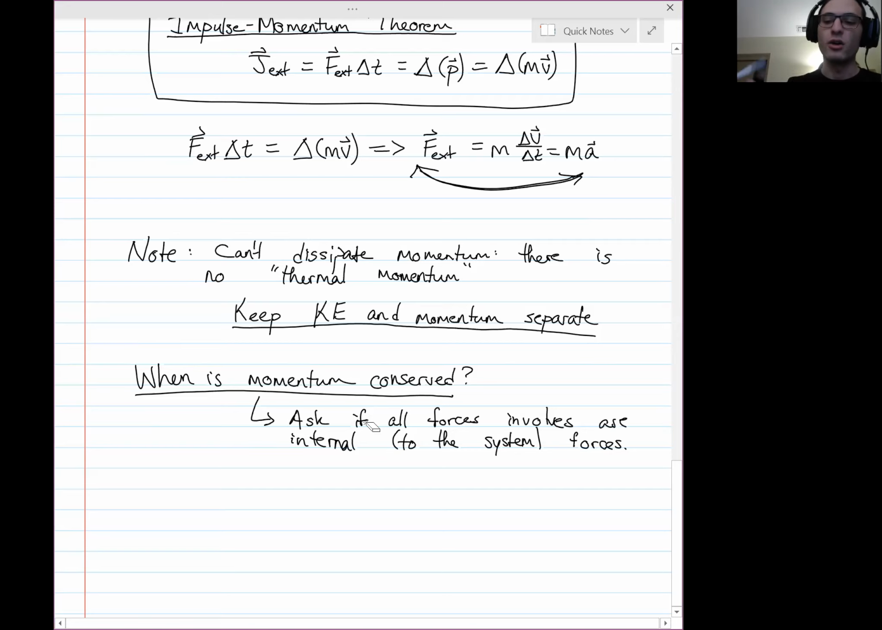Maybe ask that all forces involved are internal to the system. That makes more sense. The point is if there are external forces, then you might not have momentum conservation. But if all of the forces in your system are internal, well, then you will probably have total momentum conservation of your system. Just like if there are no net forces on an object, then the object has no acceleration. Similarly, if there are no net forces on a system, then that system will have no acceleration, meaning that there will be no change in momentum.